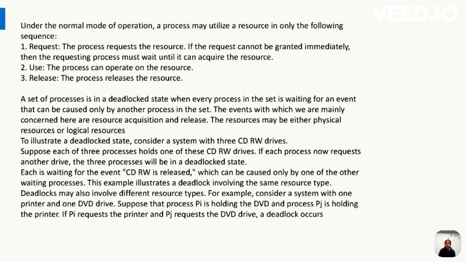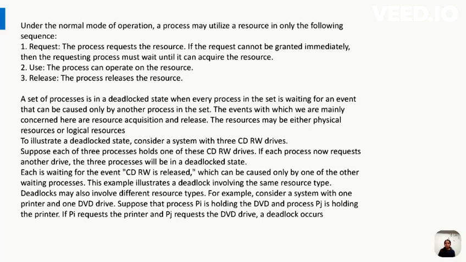Under the normal mode of operation, a process may utilize a resource in only the following sequence: request, use, and release. In request, the process requests the resource. If the request cannot be granted immediately, then the requesting process must wait until it can acquire the resource. In use, the process can operate on the resource. The process releases the resource in the release step.